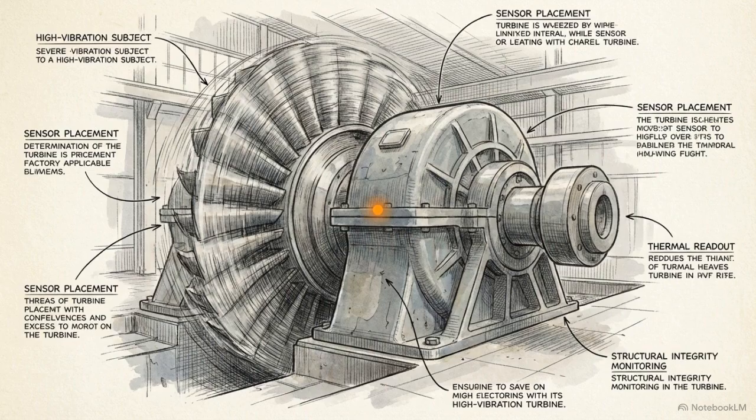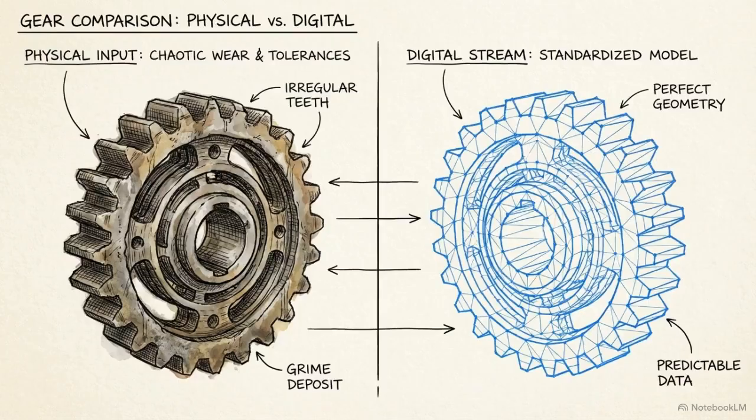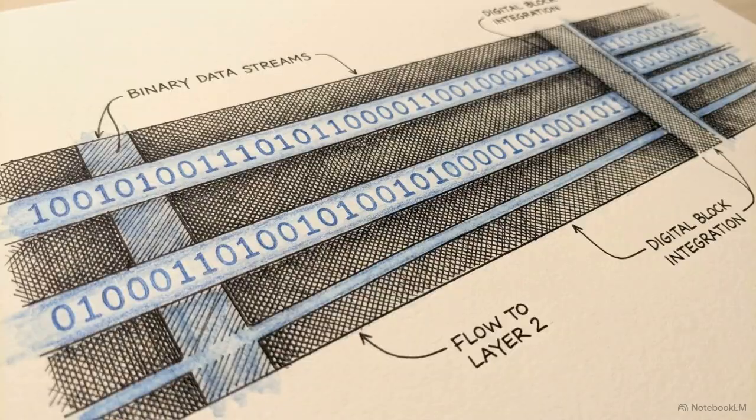At Layer 1, the subject, whether a high-vibration turbine or a factory worker, is irrelevant to the architecture. The task is strictly about standardizing chaotic physical inputs into reliable, calibrated digital streams. Once those digital streams are generated, they move to Layer 2.